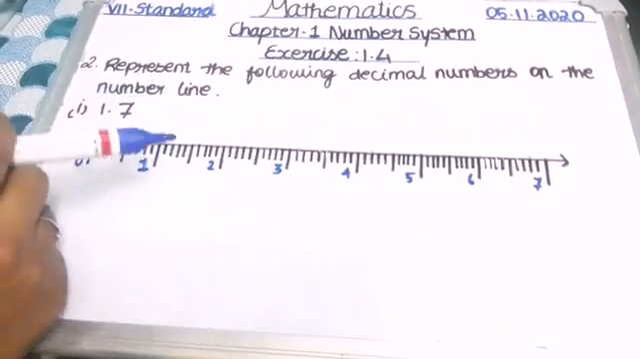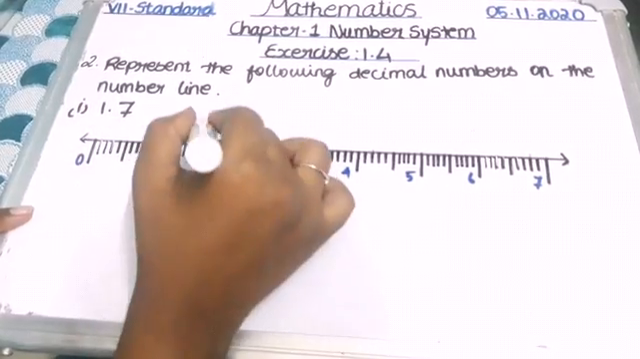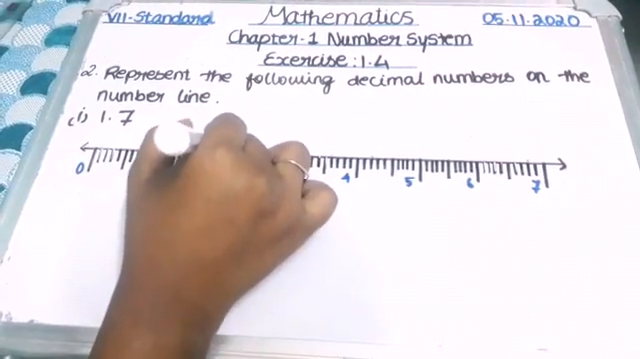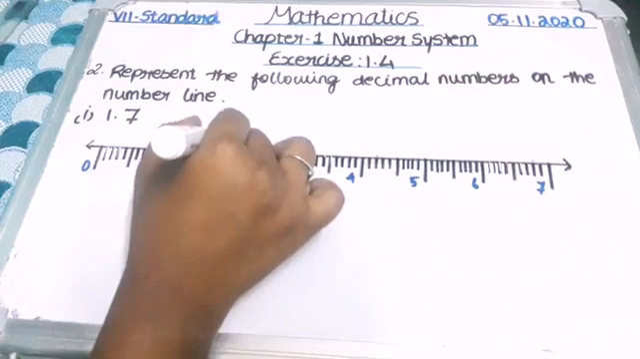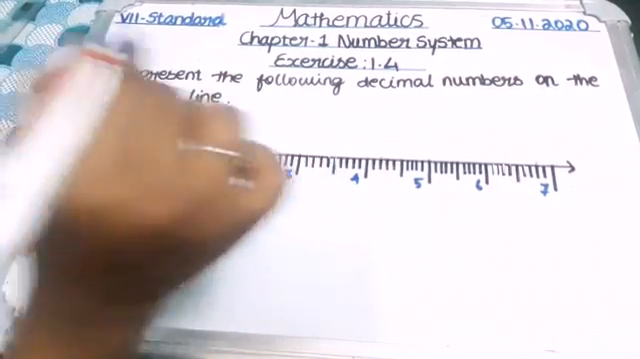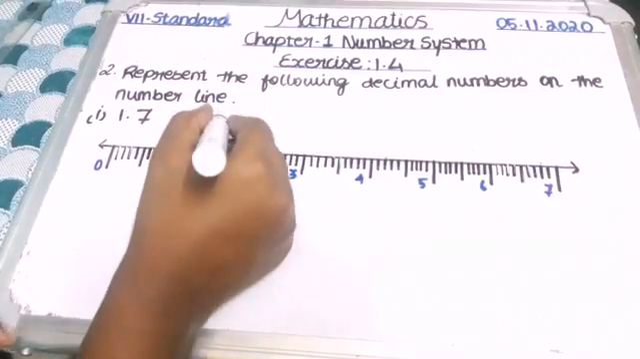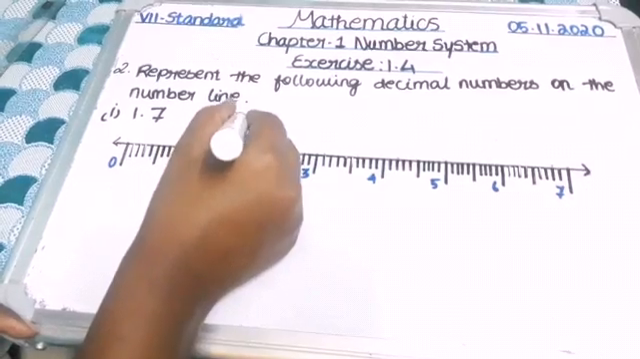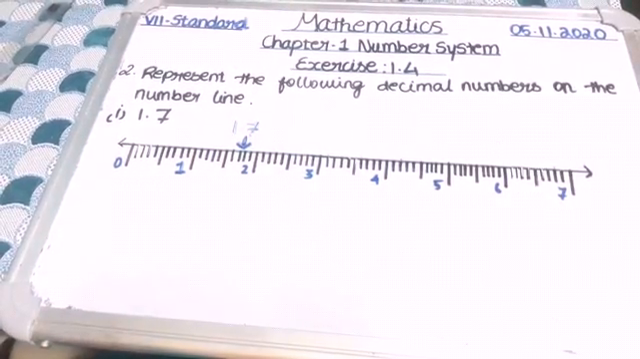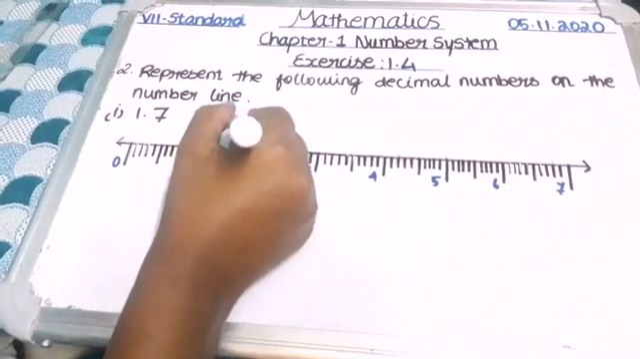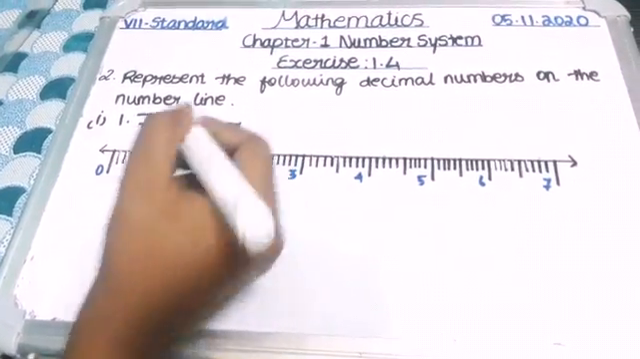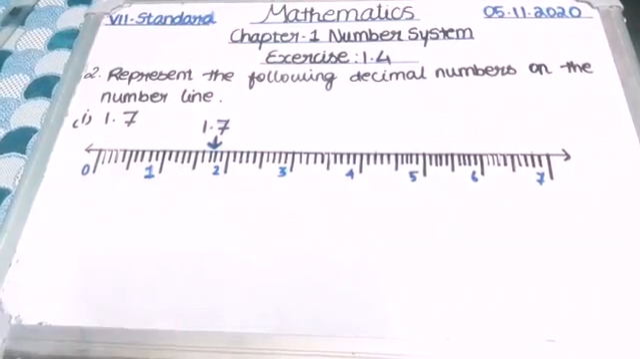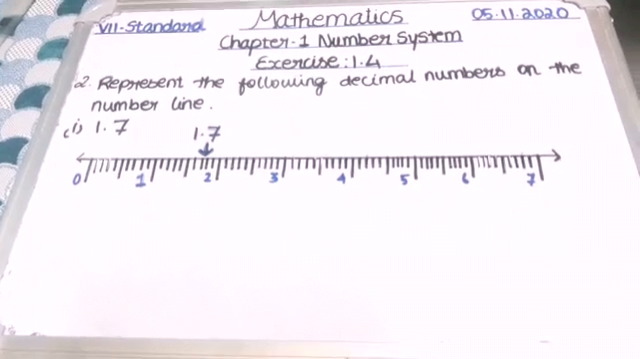So 1.7, where is the line mark here? Here, okay. So we need to mark it over the number line and say this is our 1.7. We need to mark it and write here the value 1.7. Okay students. So this is our line where 1.7 is represented. Okay. Now we move on to our next division.